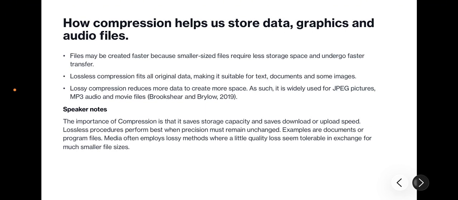Lossless methods perform best when precision must remain unchanged. Examples are documents or program files. Media often employs the lossy method, where a little quality loss seems tolerable in exchange for a much smaller file size.